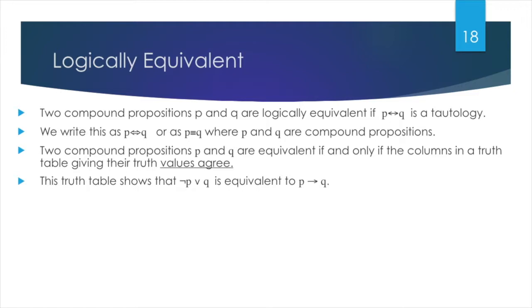Imagine we have compound propositions P and Q, and they are logically equivalent if P if and only if Q, and this is a tautology. We write this statement as P if and only if Q, or P is equivalent to Q. So how can we study this? By taking the truth table. The two compound propositions P and Q are equivalent if and only if the columns in the truth table match in their values.